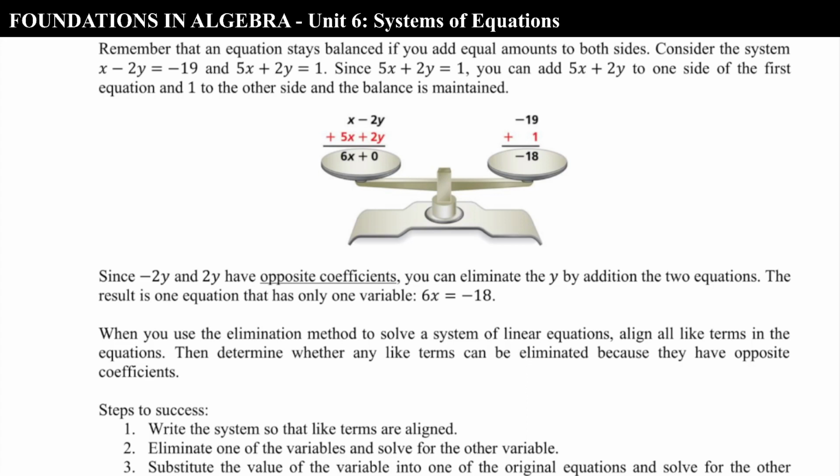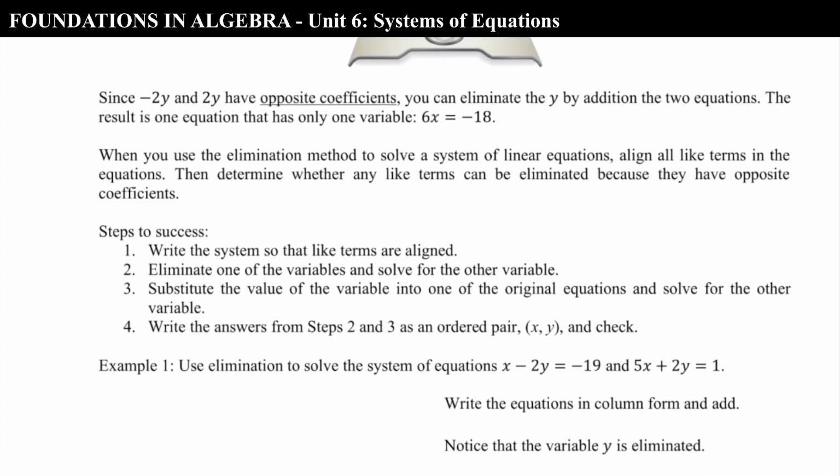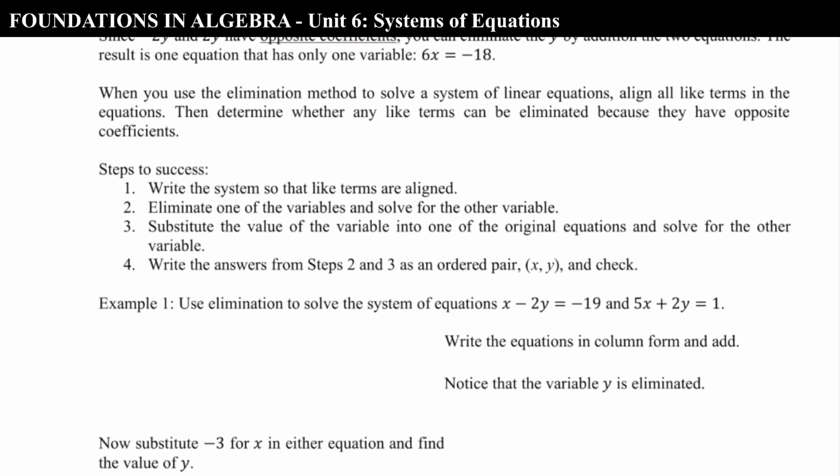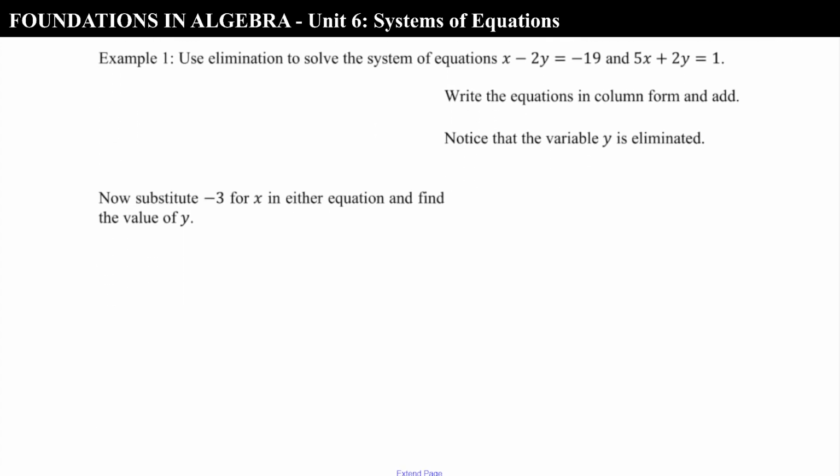When you use the elimination method to solve a system of linear equations, you want to align all the like terms in the equations, and then you want to determine whether any like terms can be eliminated because they have opposite coefficients. So you will write the system so that like terms are aligned, eliminate one of the variables and solve for the other variable, substitute the value of the variable into one of the original equations and solve for the other variable, and then write your two answers as an ordered pair. So let's take a look at how this works, starting with this example 1.